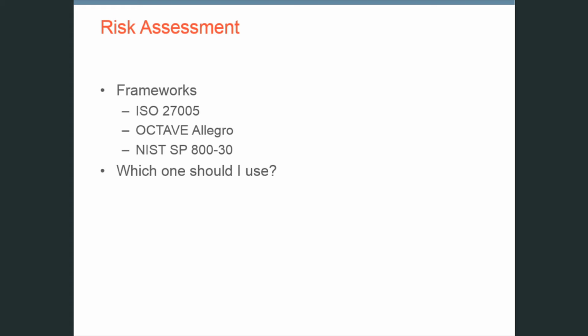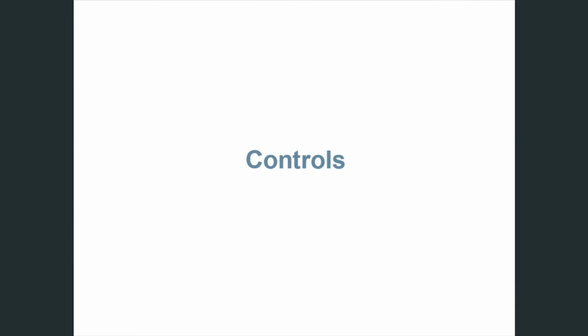Steps in varying degrees of level of granularity go with that one. And then there's the NIST Special Publication 800-30, which has the title Risk Management Guide for Information Technology Systems.